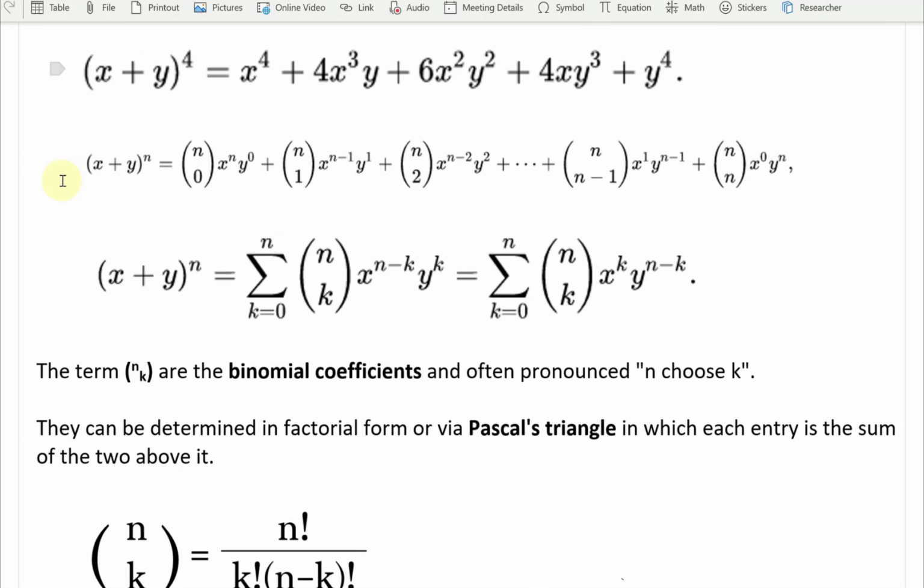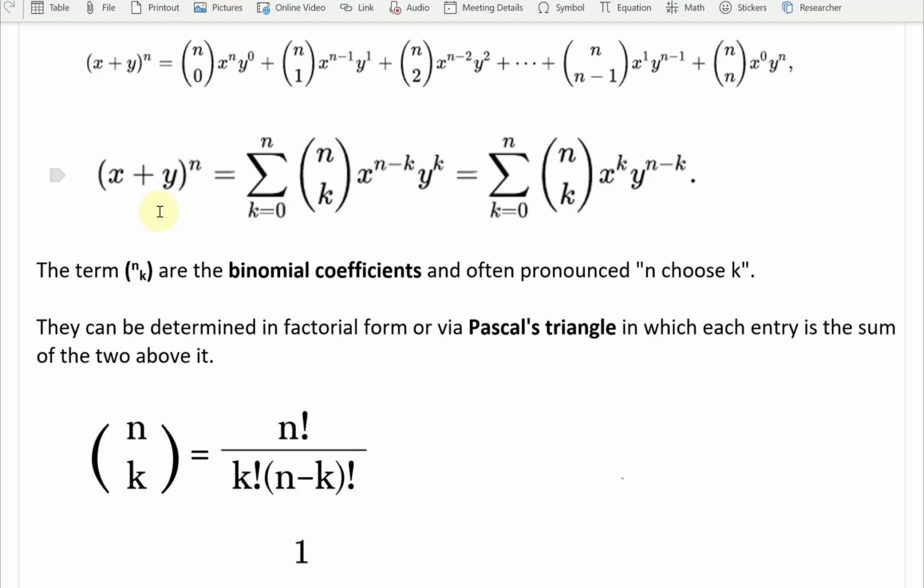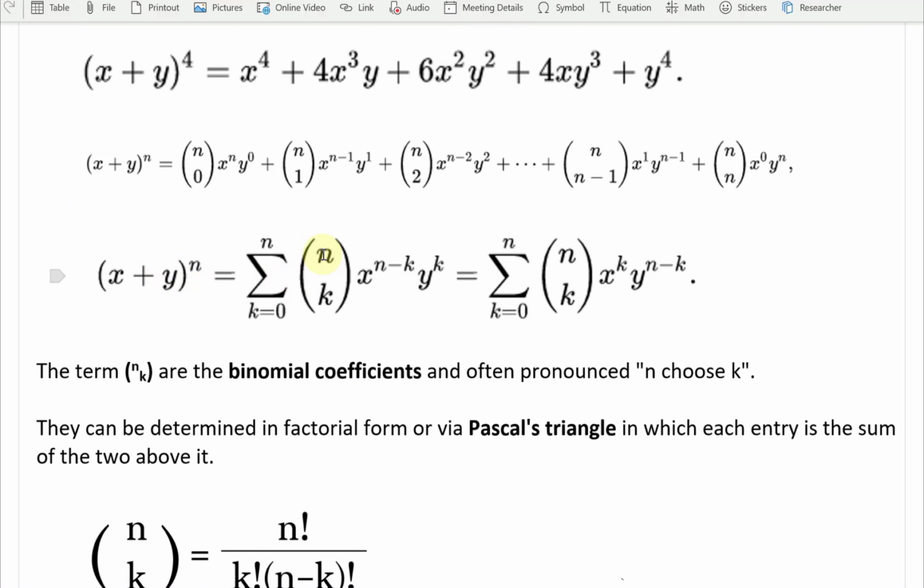And then you could write it like this in general, so x plus y to the power of n, you write it with these binomial coefficients, n choose 0, n choose 1, n choose 2, etc. And then the x power of n goes all the way to x power of 0, and y power of 0 goes all the way to y power of n. And also here, you can write this in summation format: x plus y to the power of n equals the summation from k equals 0 to n of n choose k, and you write this, x power of n minus k, and then y power of k.